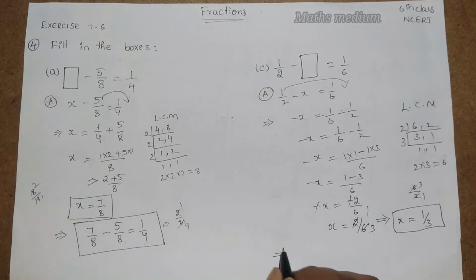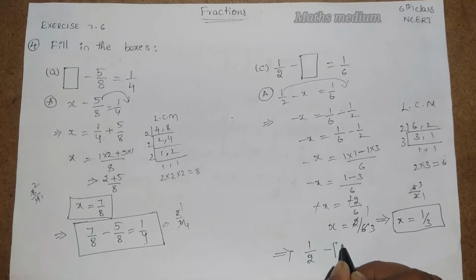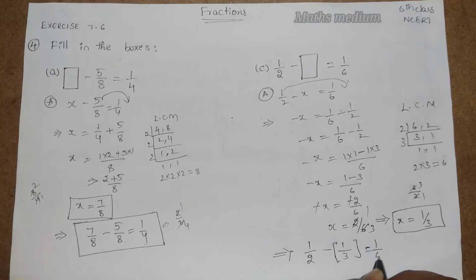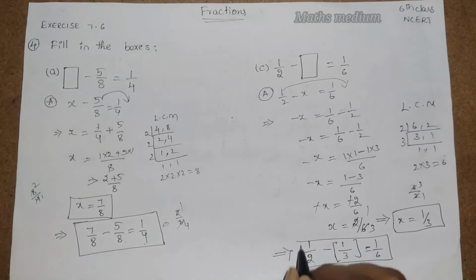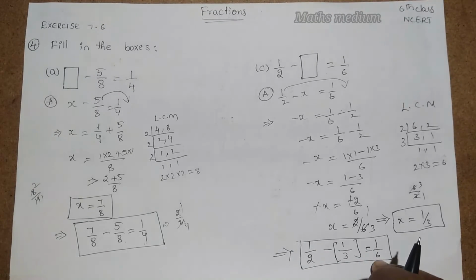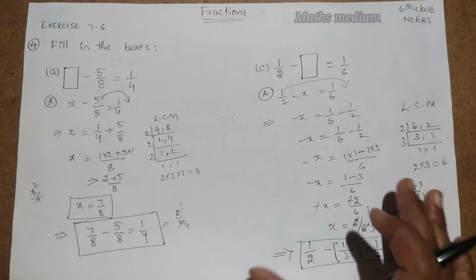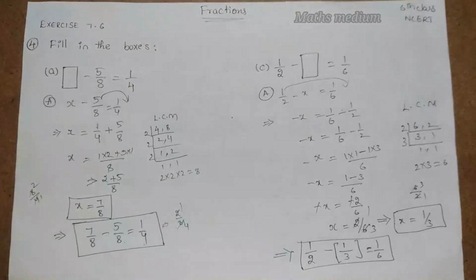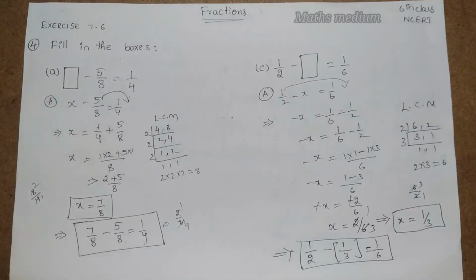So finally, 1 by 2 minus, in this box 1 by 3, is equal to 1 by 6. By solving this, we get 1 by 6 as the answer. So, this is about filling in the box with the appropriate fraction. I hope you understand this session.